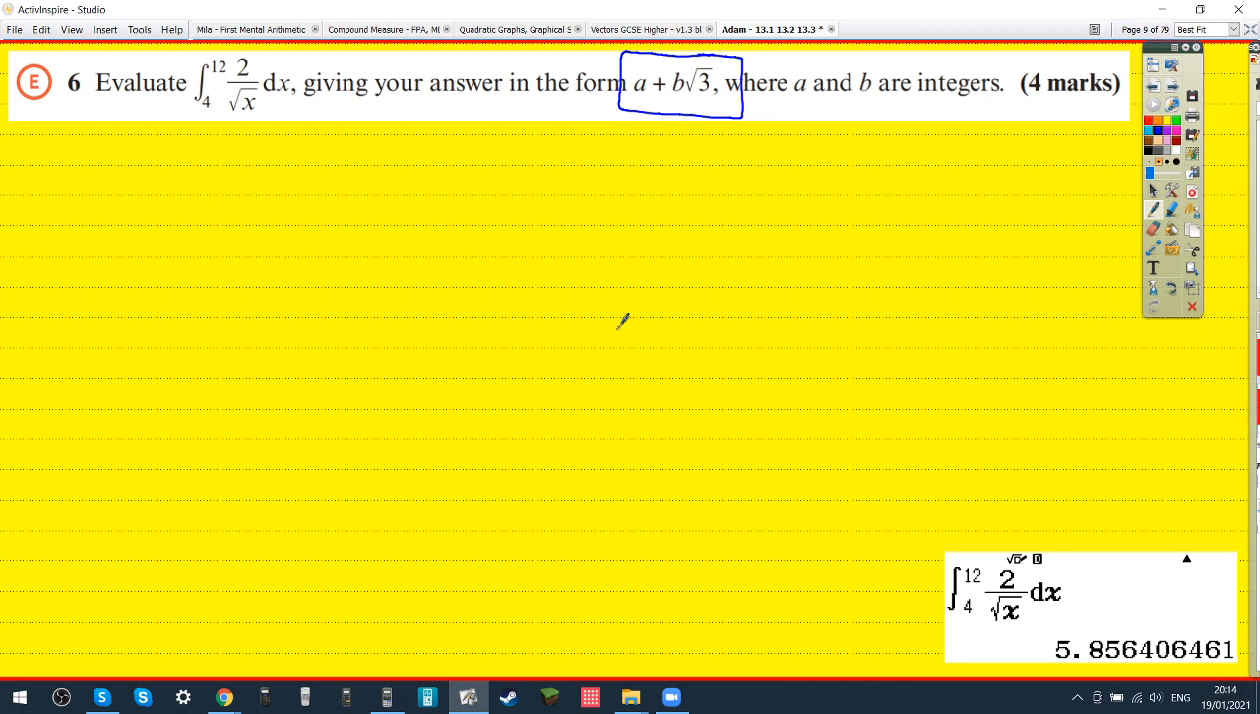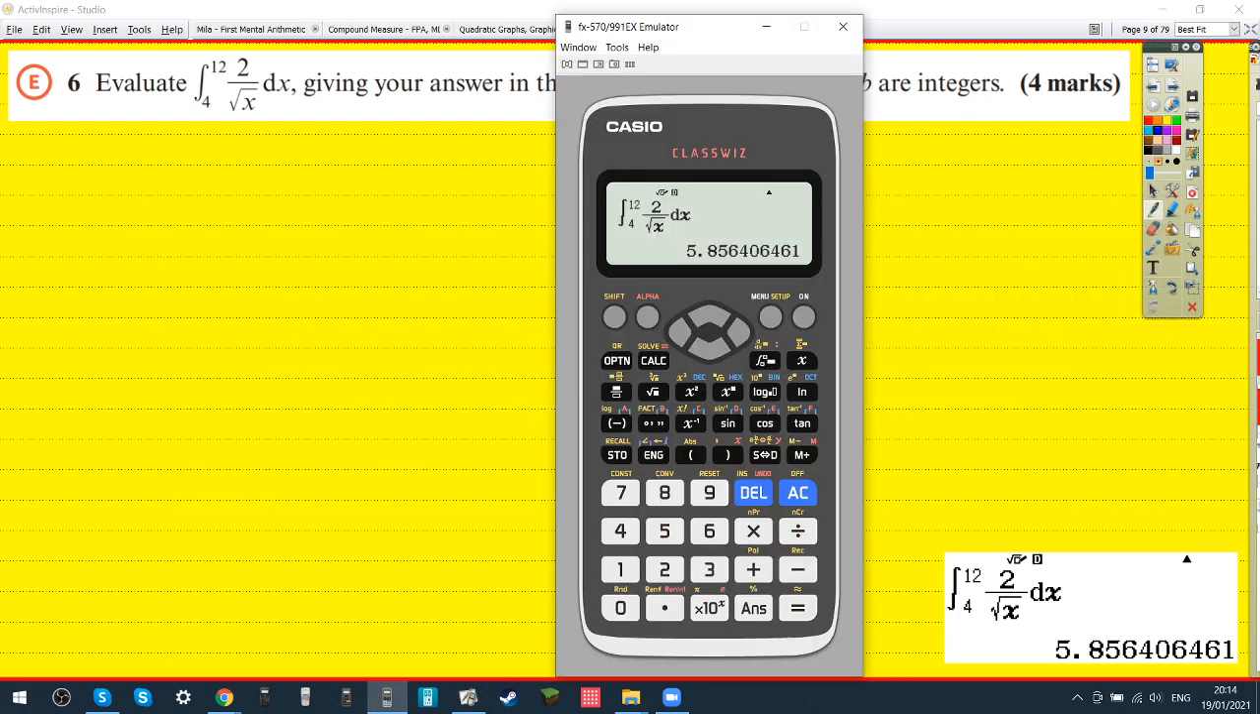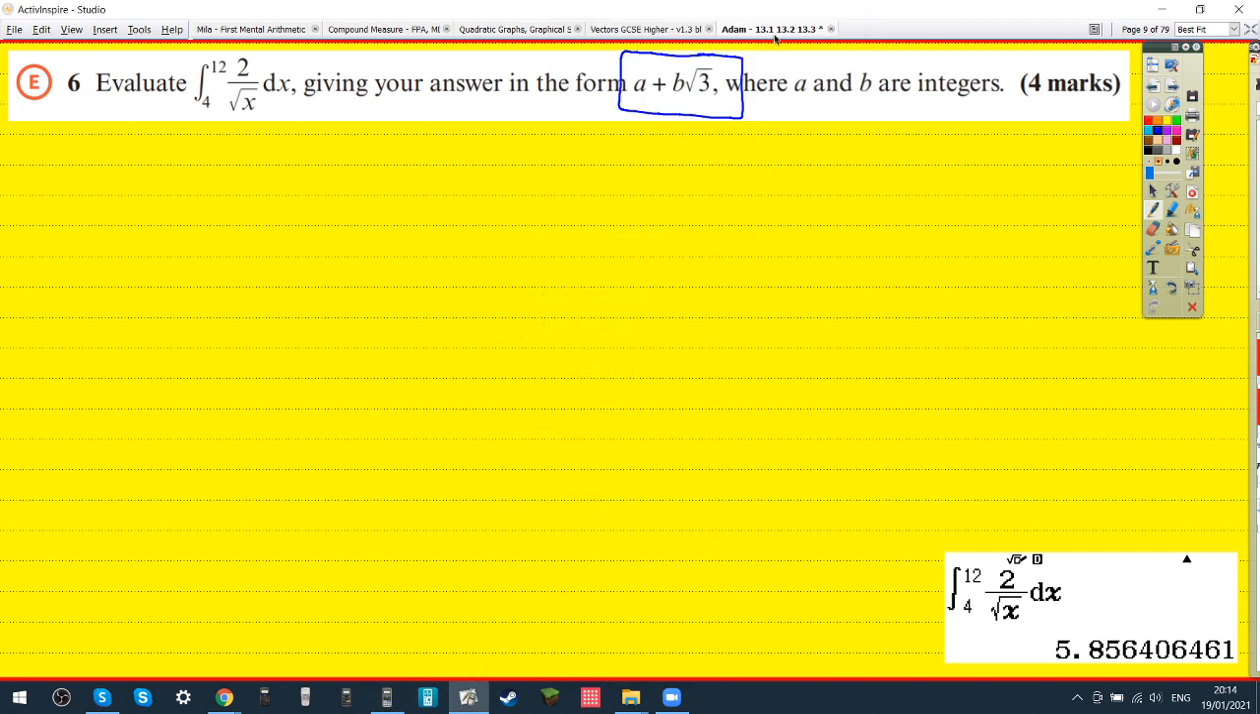Other questions will say put it as a fraction, and at the end you just press answer equals and it gives it as a fraction. In this case, the calculator doesn't know how to do that with a square root. So it forces us to actually do it manually, although at the end we can press SD and check that the decimal of our fraction is the same as this decimal, and then we'll know we're correct.